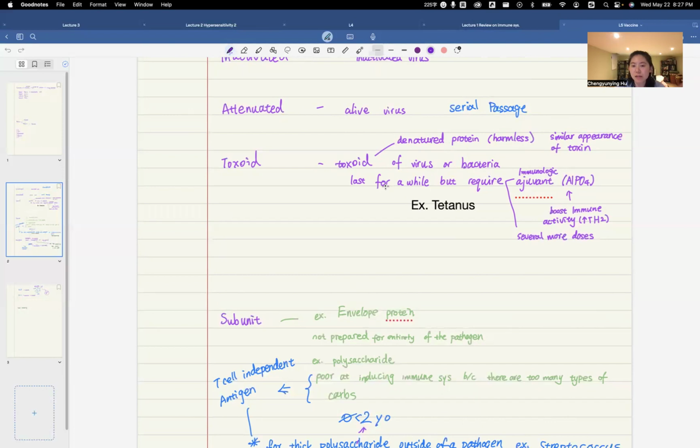So this vaccine lasts for a while but requires adjuvant to boost it up. And we require several doses. So an example of toxoid vaccine is tetanus.